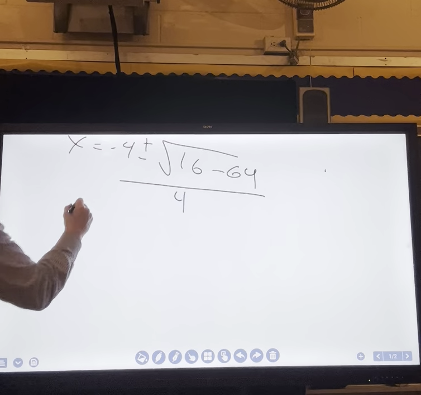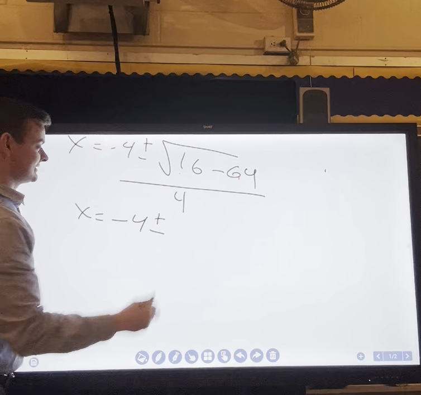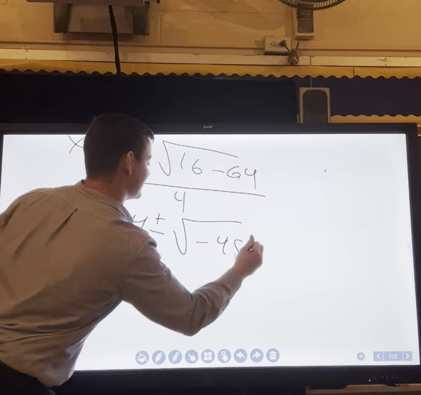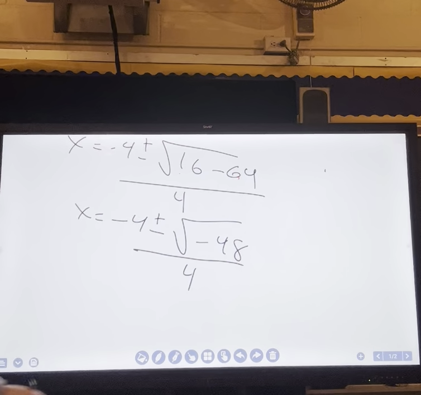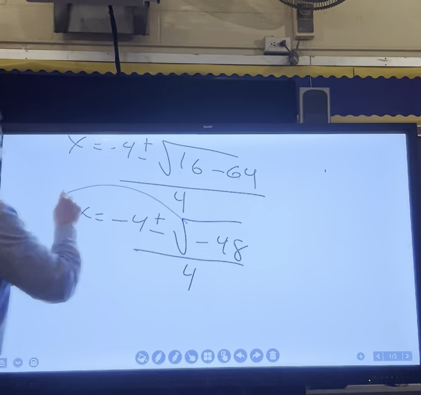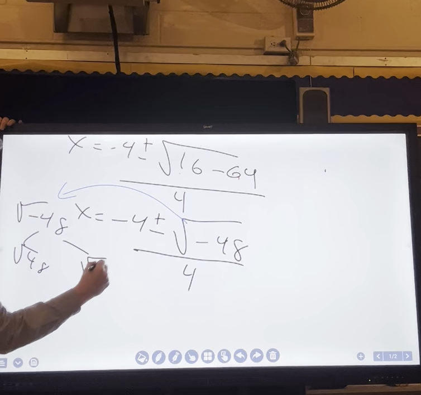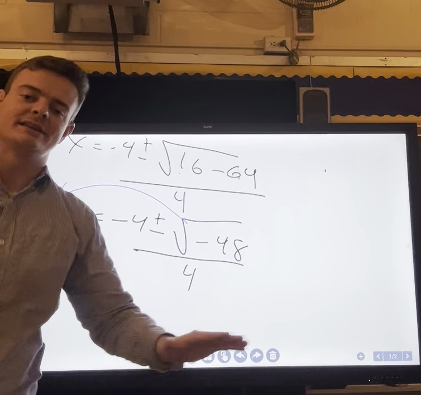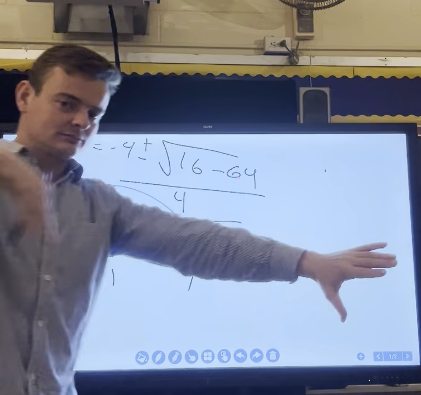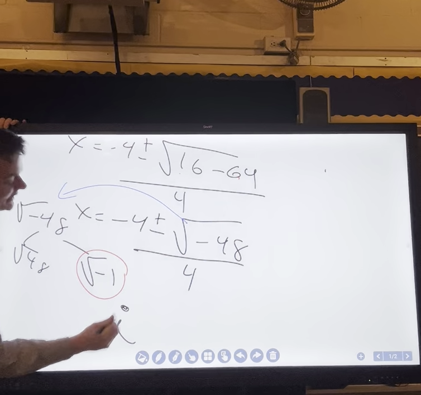I should really write smaller, that's okay. X equals negative 4 plus or minus the square root of 16 minus 64, which is negative 48, all divided by 4. The square root of negative 48, I don't particularly like that. I take it to the side, and I split it up to be 48 and negative 1. I do that immediately. I split it off to be negative 1 and the positive version. This square root of negative 1 just becomes an i.